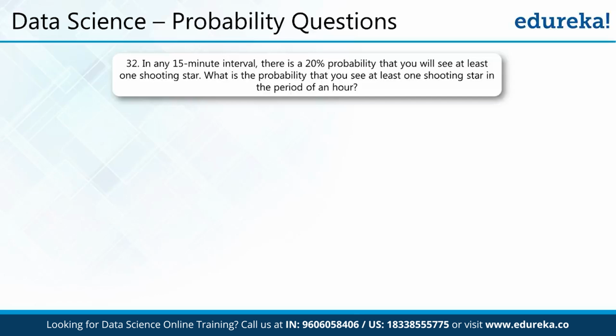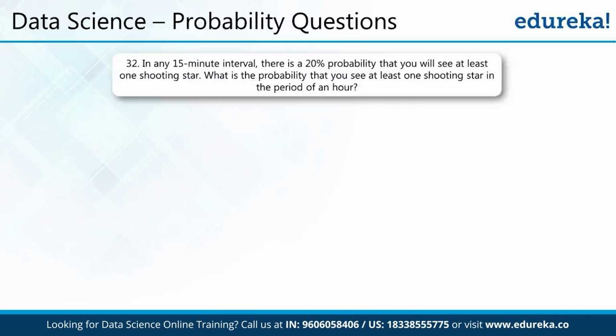So let's see some approach to attacking probability problems. I'll read out the problem. It says in any 15-minute interval, there is a 20% probability that you will see a shooting star. So what is the probability that you see at least one shooting star in a period of an hour? We are given that in every 15-minute interval there is a 20% probability you will see a shooting star, and we want to calculate this probability over 1 hour.